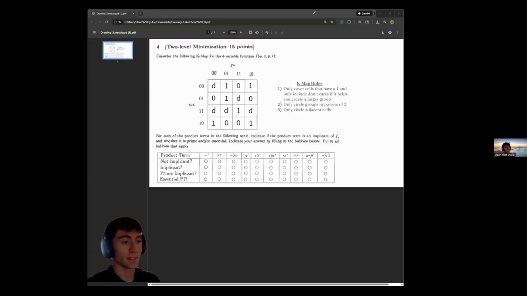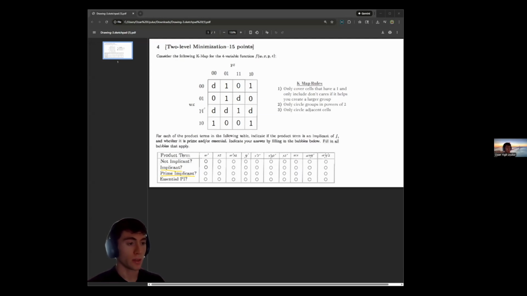Hello. So in this video, we'll be simplifying a four-variable Boolean expression using Karnaugh maps with don't care conditions. We want to find the prime implicants and essential prime implicants to derive our minimal SOP form. First, let's go over some definitions. An implicant is any product term that results in the function 1 for any input combination. A prime implicant is an implicant that cannot be combined with another implicant to make a larger group.